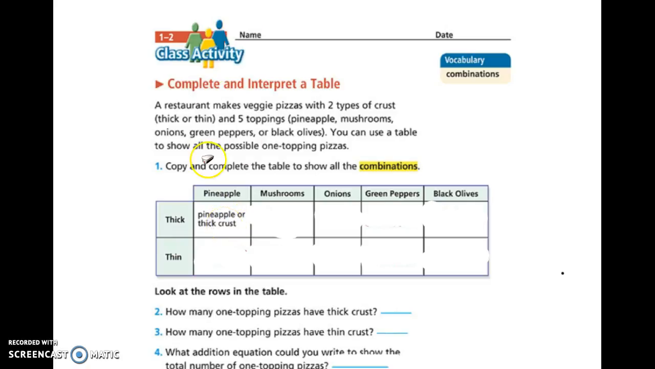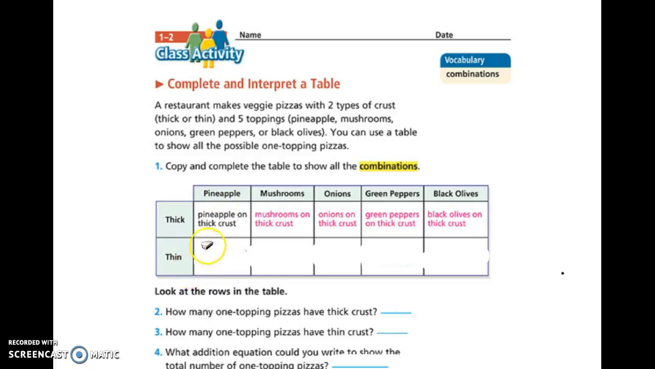actually create. So for example, if I combine pineapple with thick crust, I'd have pineapple on thick crust. If I do these two, I'd have mushroom on thick crust. This one would be onions on thick crust, green peppers on thick crust, and then black olives on thick crust. Then we can look at all the possibilities when it comes to the thin crust.